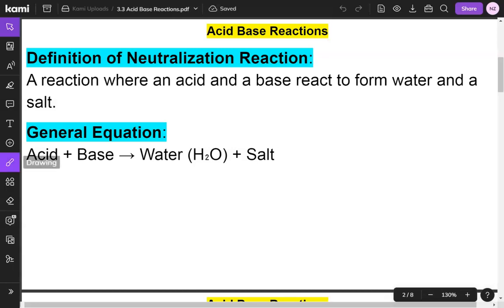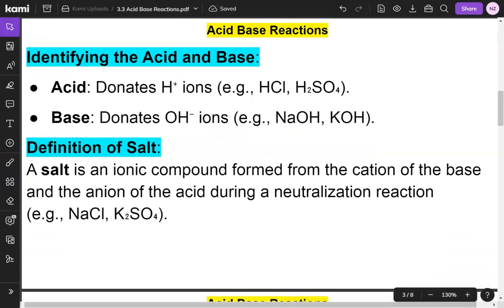So in this reaction, we have an acid and a base. They're going to react, and the reaction always produces a salt, which is an ionic compound, and water every single time. So that's an acid-base neutralization reaction.